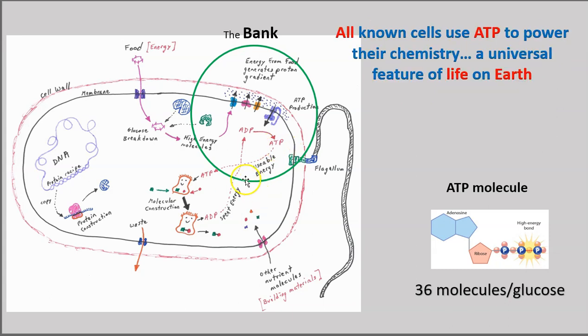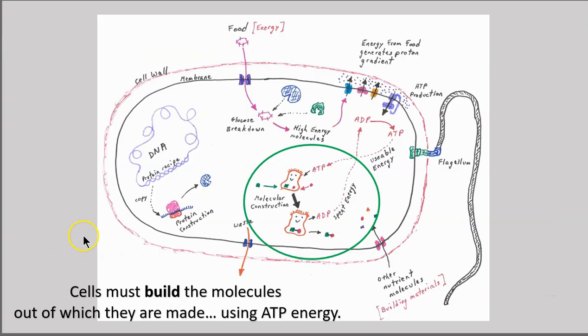So all known cells on planet Earth use ATP to power their chemistry. This seems to be a universal feature of life on Earth. Now, cells must build the molecules out of which they are made using ATP energy. So now it's time to examine this scene down here. How are cells going to be using ATP energy to build various molecules? We'll pick that up in the next part.